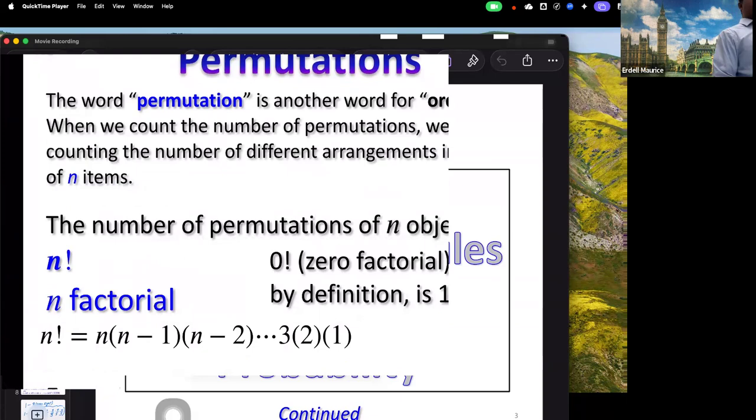A small side note, by definition, 0 factorial is not 0. 0 factorial is 1. It's something that you need to remember, or just ask your calculator. It'll do it for you. But it's one of those little things that throw students off, the definition. It makes a lot of the formulas look pretty. So therefore, it must be true.